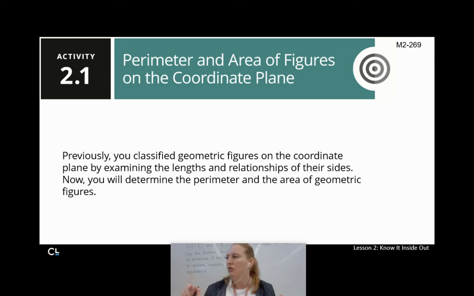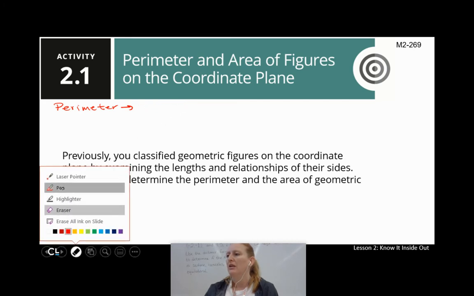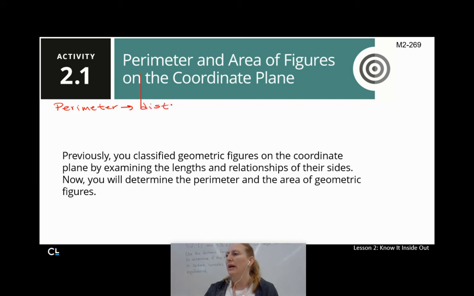I do want us to take just a few notes. We're on page 269, and we are going to work on the problems on that page. But just up above, where you have a little bit of space, I do want us to take a few notes. Just a reminder, perimeter is the distance around. And generally that means add all the sides, right? That's what we do.